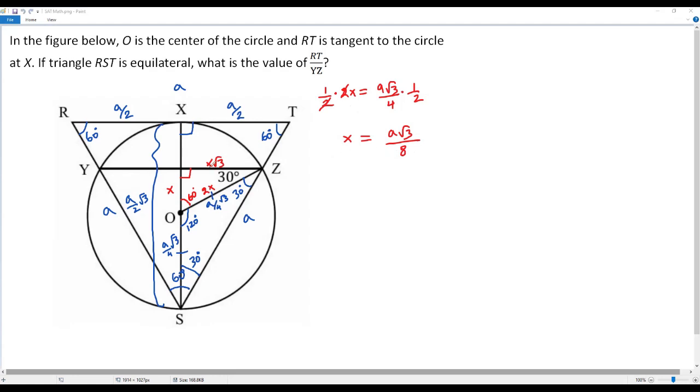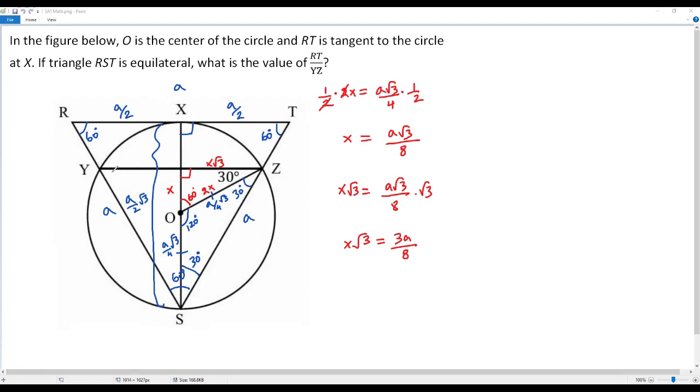Now, let's get the length of this line segment, that is given by x times square root of 3. For that, we have to multiply both sides of this equation by square root of 3. Then we get x times square root of 3 equals a times square root of 3 over 8 times square root of 3. Square root of 3 times square root of 3 is just 3. Then we get 3a over 8. Here, I got the length of this line segment, that is 3a over 8.